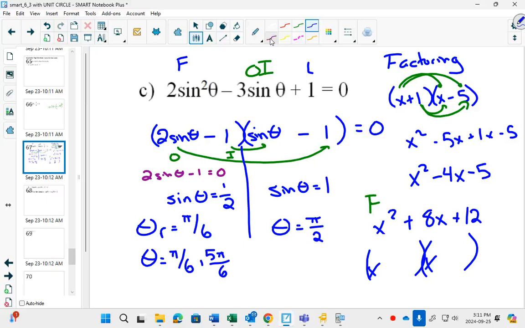I know I'm bothering you by picking all the wrong ones. But if I did 12 and 1, my outside would be 1x and 12x would be 13. I'm like, okay, 1 and 12, 4 and 3. It's bothering you, isn't it? 6 and 2. Yes. And now I get 2 and 6. Yes, that makes 8. And so this is factoring.